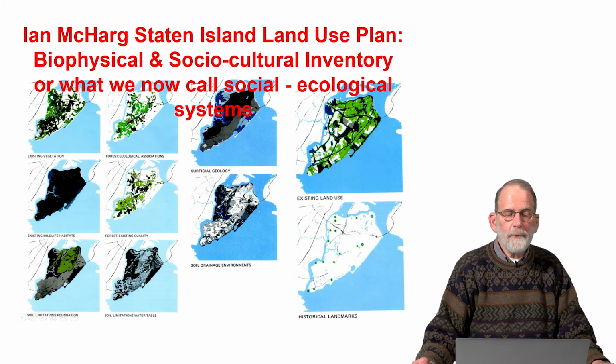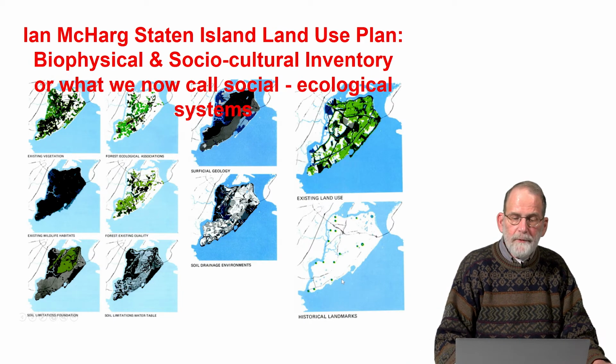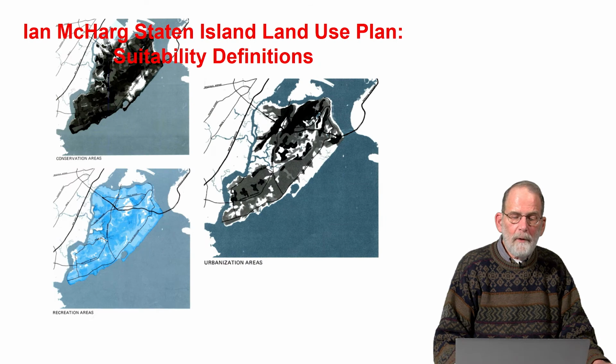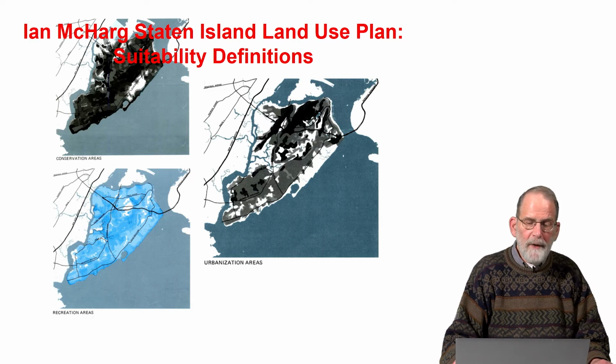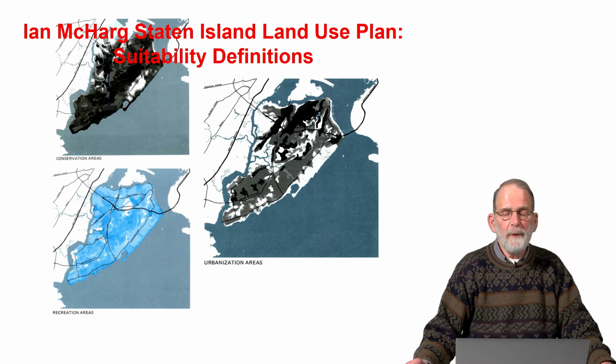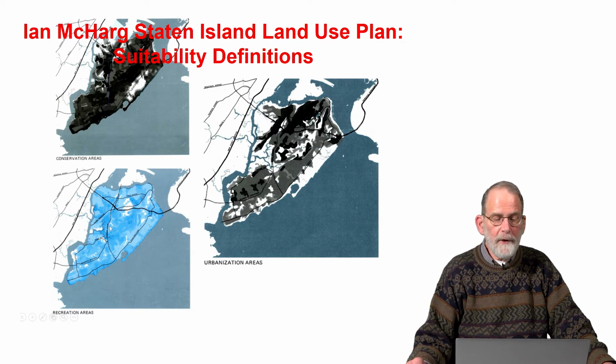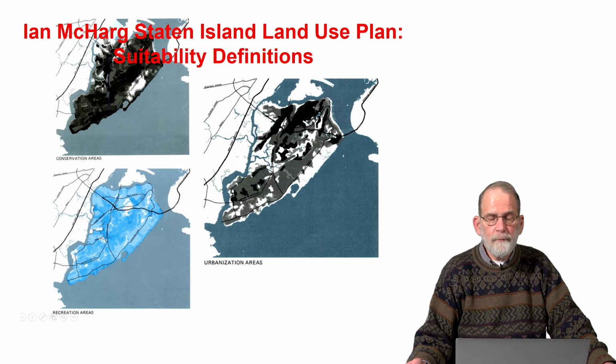He went on to do a comprehensive plan for all of Staten Island and started out by mapping various natural and cultural systems on the island, existing vegetation, surficial geology, soil drainage environments, existing land use, soil limitations based upon water table, etc., historic landmarks. Each of these maps then was overlaid on top of one another using the same overlay analysis system that Warren Manning used, and to begin to talk about areas of high suitability for conservation areas, areas of high suitability for recreation areas, and areas of high suitability for urbanization.